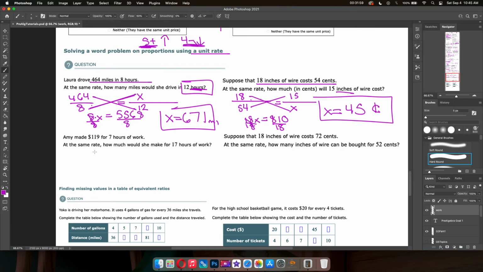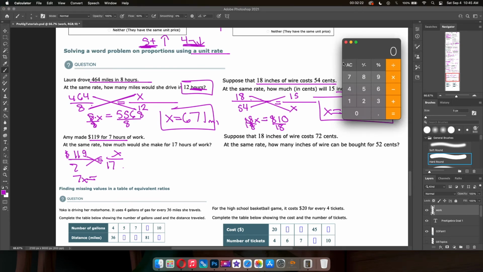And I know if you haven't done cross multiplying before, I'll help throw in a few extra problems, but I'm going to do it a little bit faster now because we're more comfortable with the work. 119 for 7, so 119, and that's money, over 7 hours, and that's going to be x because the 17 is hours in here. Now we don't need to write the hours anymore, so now we're going to cross multiply. 7x equals whatever the heck 17 times 119 is.